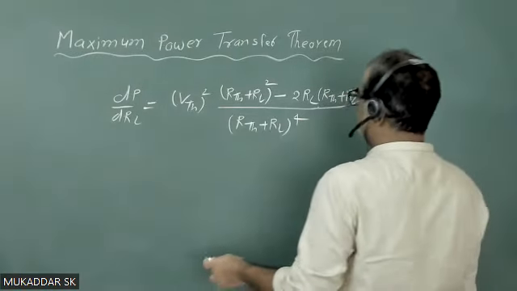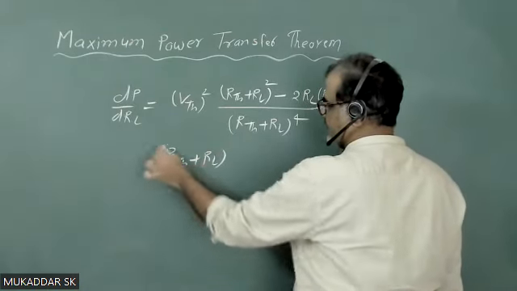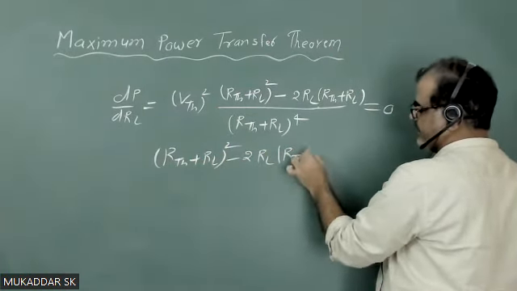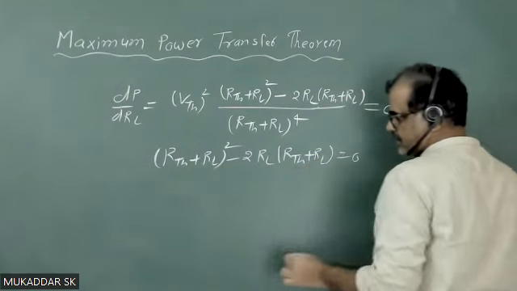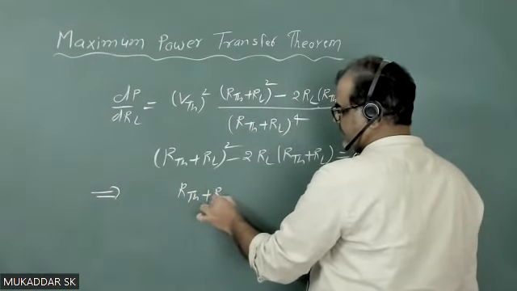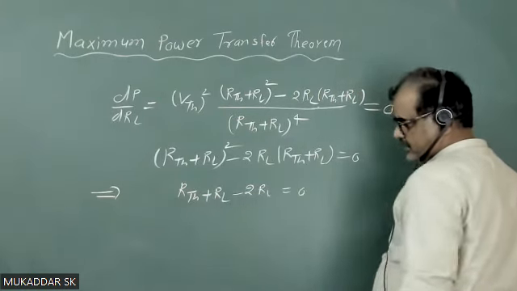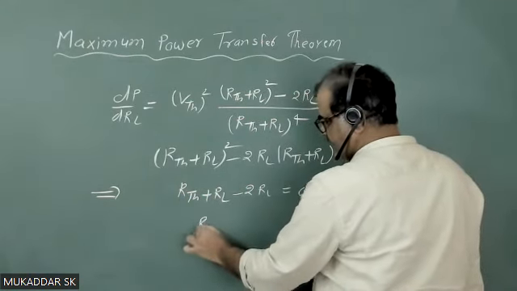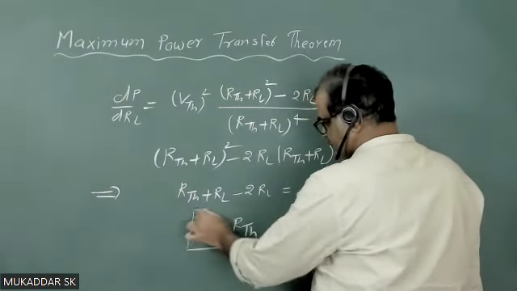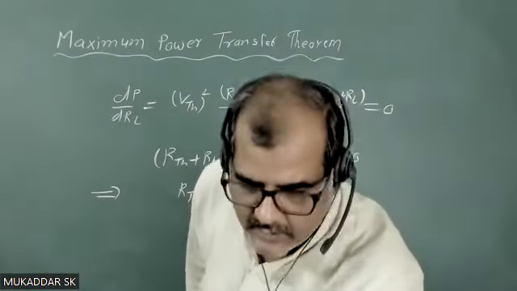So if I solve it further, this will give me R Thevenin plus RL square minus 2 RL into R Thevenin plus RL equals 0. If I solve it further, this will give me R Thevenin plus RL minus 2 RL equals 0, and this gives me RL equals R Thevenin. Okay, so in order to maximize the power, my load resistance should be equal to the Thevenin resistance.